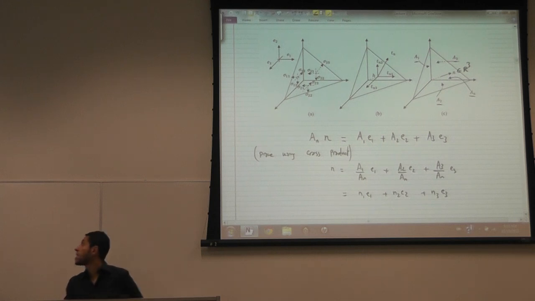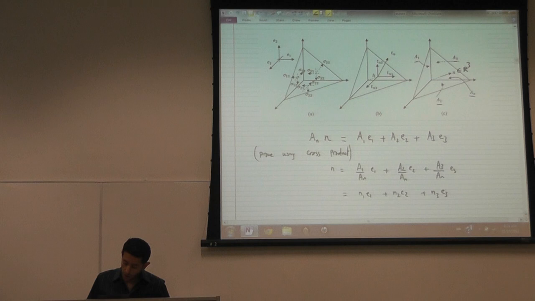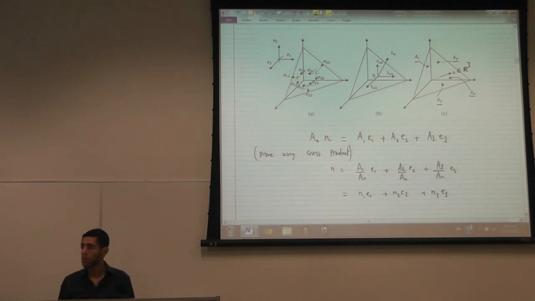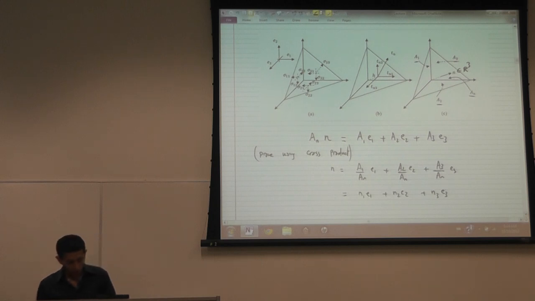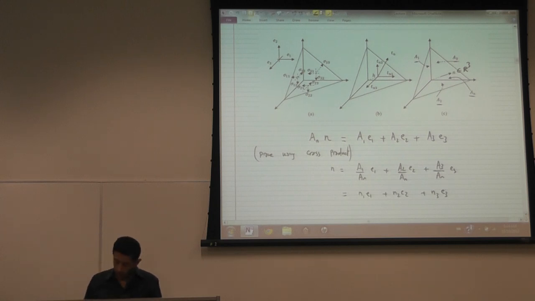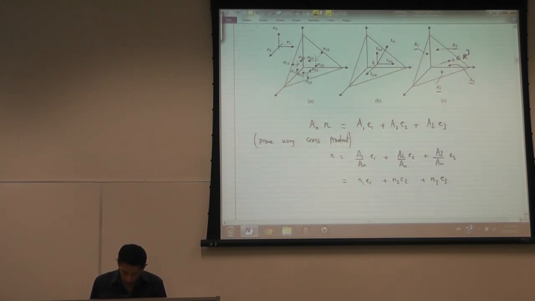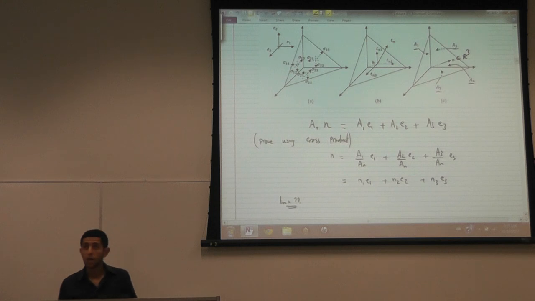So I have defined the general plane with a unit normal N, and I found the relationship between its components and the areas of the different planes. And what I'm looking for is, what is Tn? So I'm going to use Newton's equations of equilibrium.